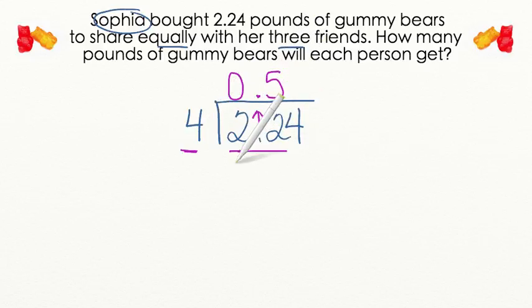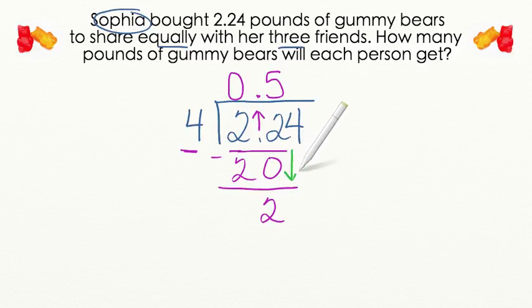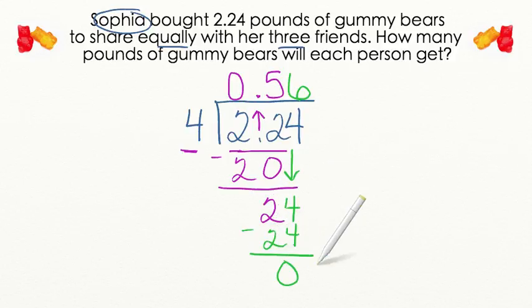4 times 5 equals 20, and when I subtract out, that gives me a remainder of 2. Now I'm ready to bring down my 4 from my hundredths place. 4 can go into 24 6 whole times. 4 times 6 equals 24, and I've zeroed out my equation. That means that each friend is going to get 56 hundredths of a pound of gummy bears.